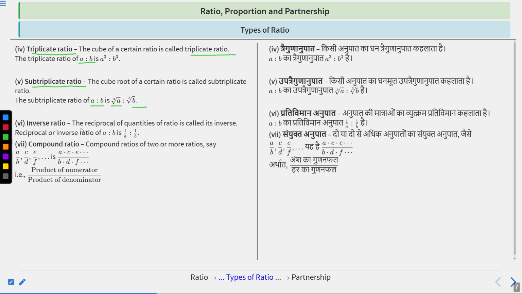The sixth one is inverse ratio. The reciprocal of the quantities of a ratio is called its inverse ratio. Clear? So if the ratio a ratio b is given, then its reciprocal or inverse ratio will be 1 by a ratio 1 by b. Now the seventh one is compound ratio. The compound ratio of two or more ratios a by b, c by d, e by f and so on, we can write in the form of a multiplied by c multiplied by e upon b multiplied by d multiplied by f and so on. What does it mean? Product of numerators upon product of denominators. Then it is called compound ratio.